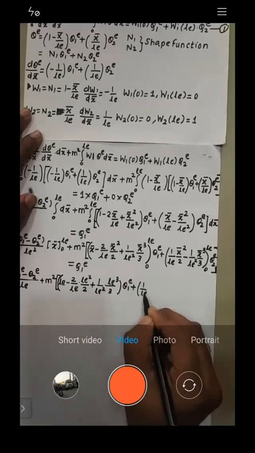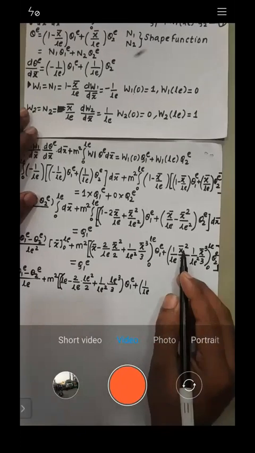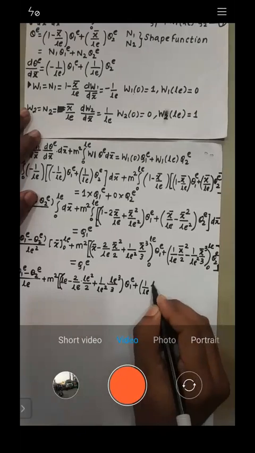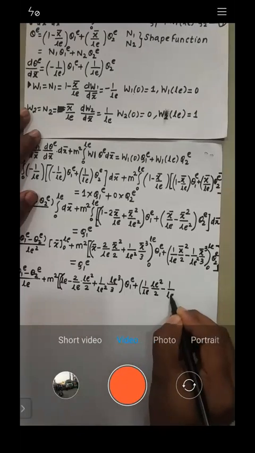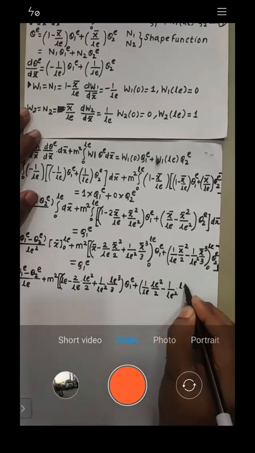So next term, this is 1 by LE. Now you put x bar as LE. So it is LE square by 2 minus 1 by LE square, LE cube by 3. Is it okay?